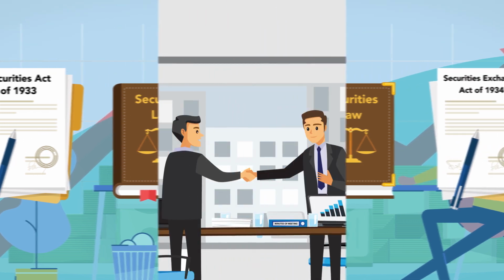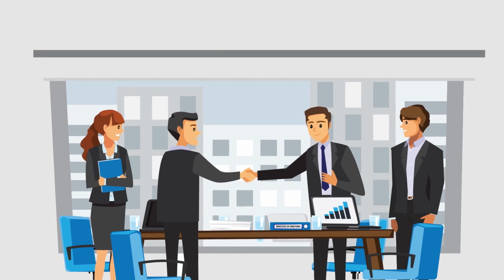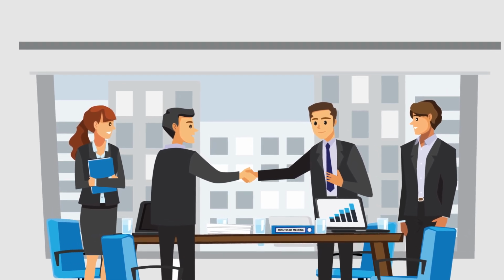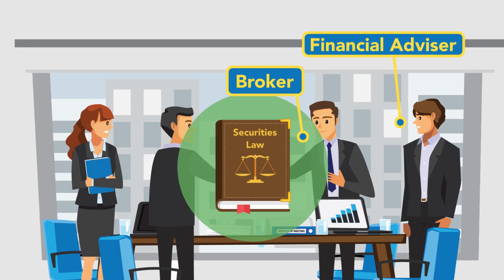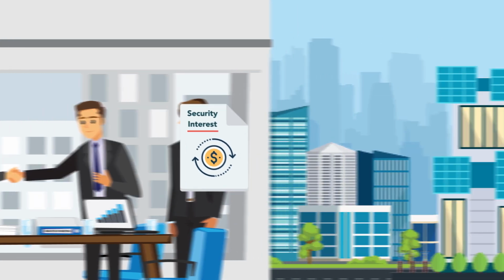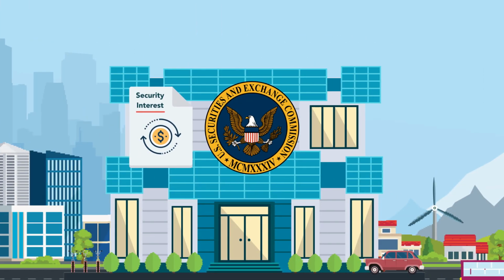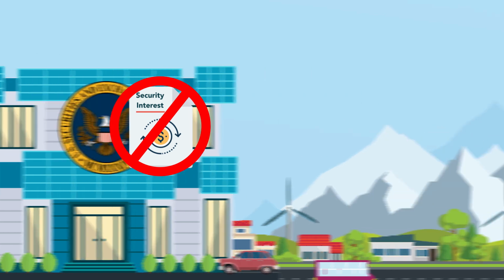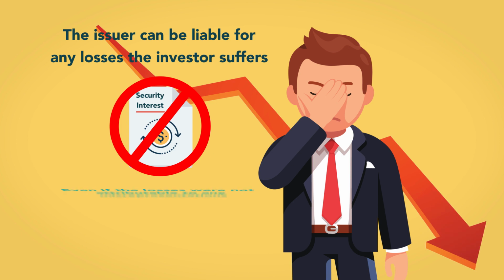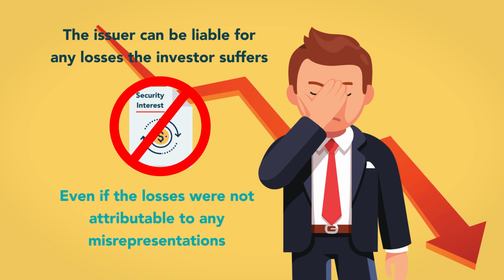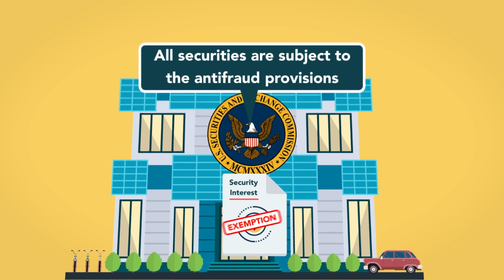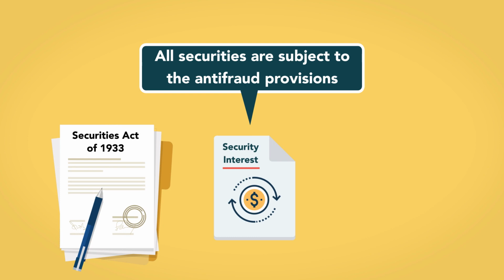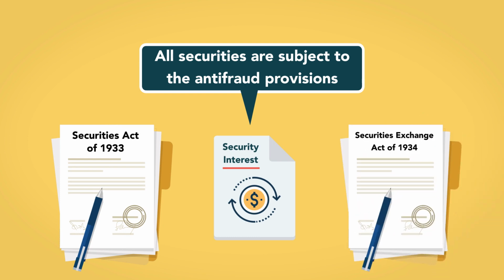On the other side of the transaction, issuers that make investment instruments available for sale, and those selling or recommending those instruments, such as brokers and financial advisors, must know when securities laws apply. If the investment is a security, it has to be registered with the Securities and Exchange Commission unless an exemption applies. If it is not registered and an exemption does not apply, the issuer can be liable for any losses the investor suffers, even if those losses were not attributable to any misrepresentations. Moreover, even if an exception from registration applies, all securities are subject to the anti-fraud provisions of the 1933 Securities Act and 1934 Exchange Act.